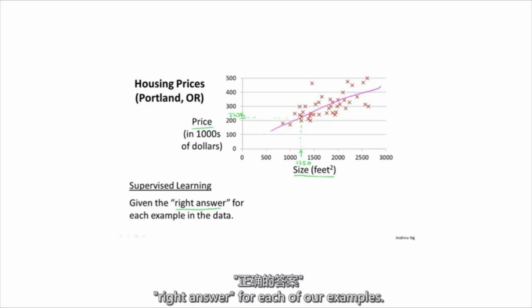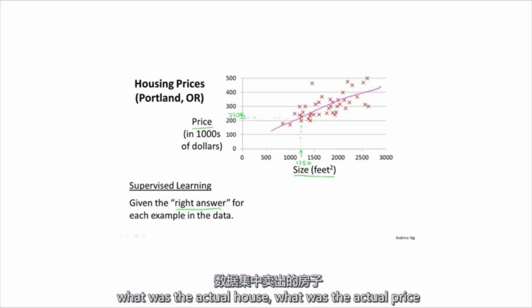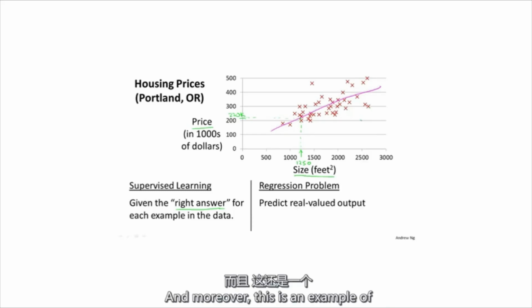for each of our examples. Namely, we're told what was the actual price that each of the houses in our data set was sold for. And moreover, this is an example of a regression problem, where the term regression refers to the fact that we're predicting a real valued output, namely the price.